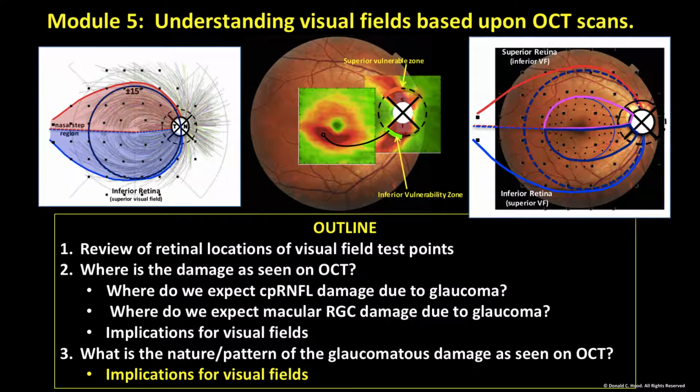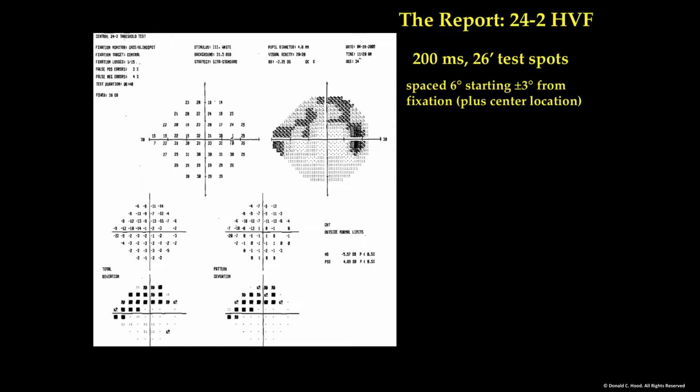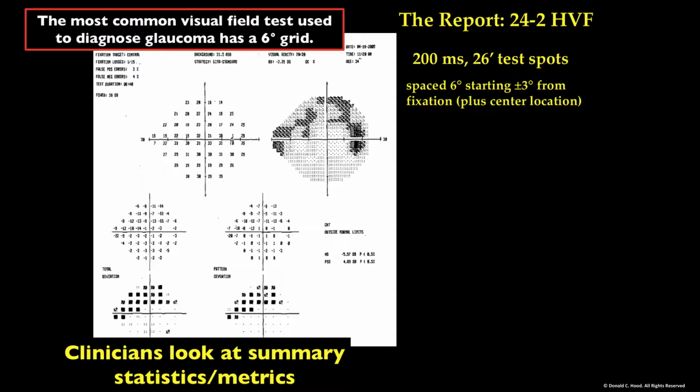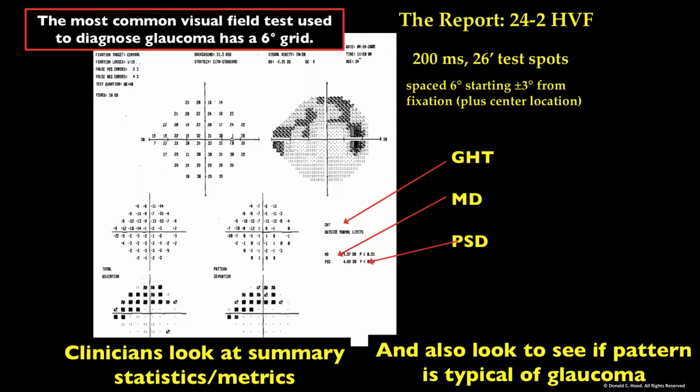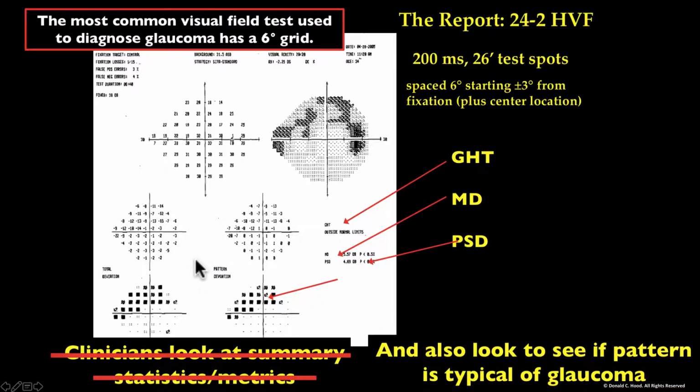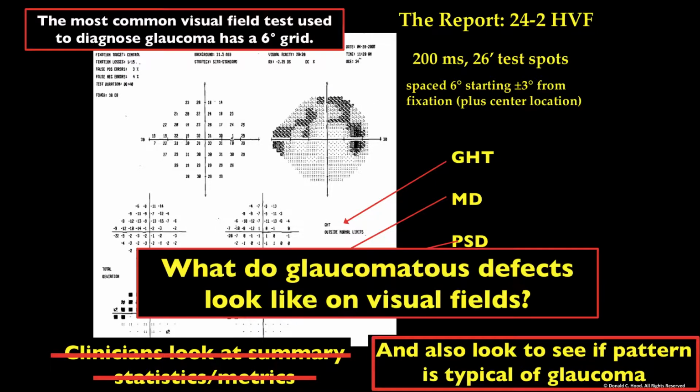Okay, so what's the implication for visual fields? Well, this is the most common visual field used to diagnose glaucoma. Clinicians tend to look at summary statistics, glaucoma hemifield tests, mean deviation, pattern standard deviation, including clinicians doing research, or I should say especially. Right? They also look at the pattern of results. What I'm going to be arguing is forget these. It's all about the pattern of results that you see on total deviation and pattern deviation maps. We want to look at this pattern.